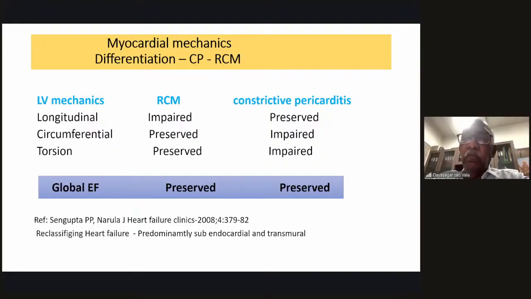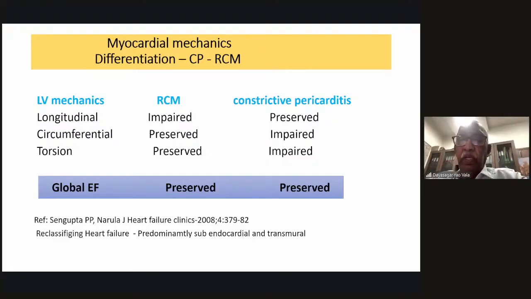So the torsion, which is a combination of circumferential and to some extent longitudinal function, is preserved in restrictive cardiomyopathy, but markedly impaired in constrictive pericarditis. Though global ejection fraction is impaired at least in the beginning in RCM, whereas it is preserved in most of the patients with constrictive pericarditis.